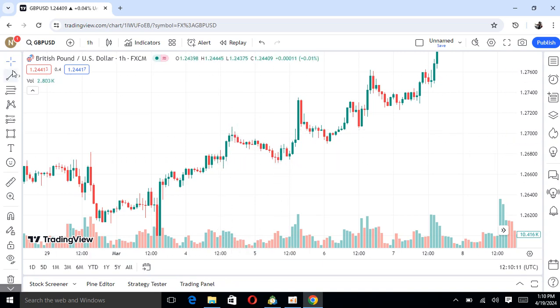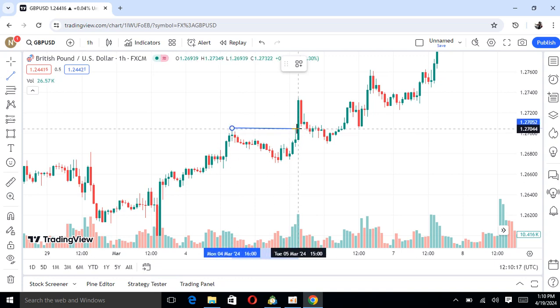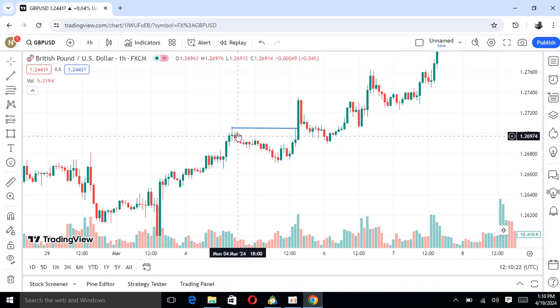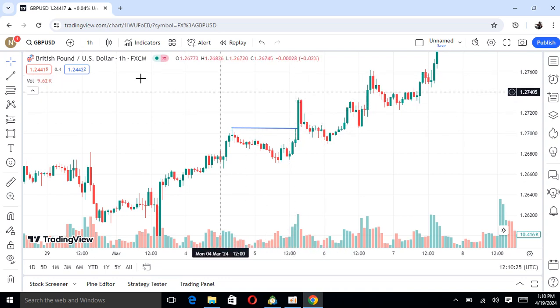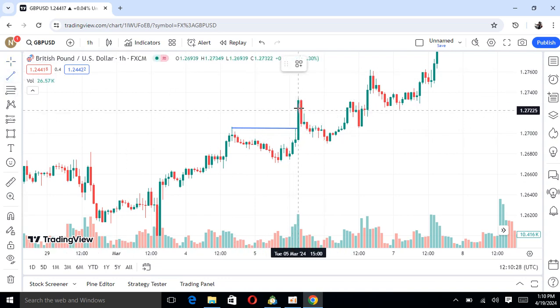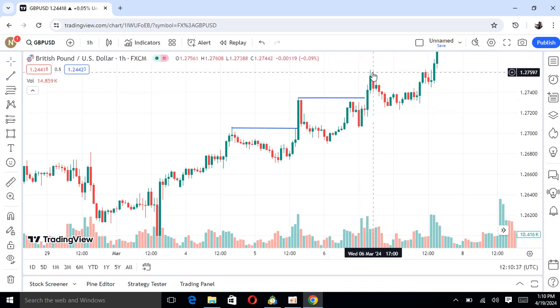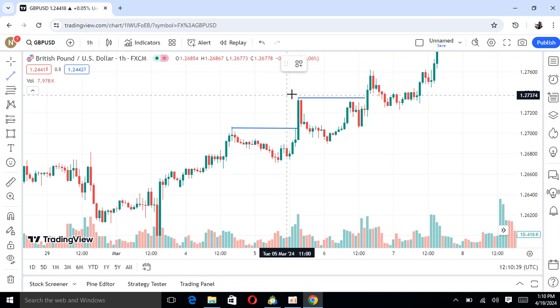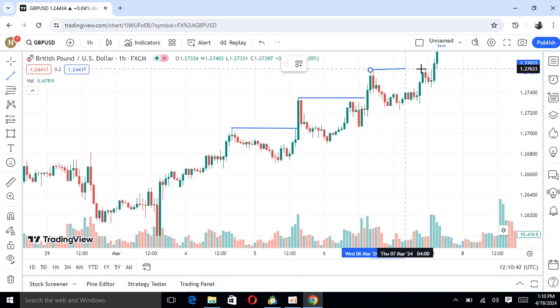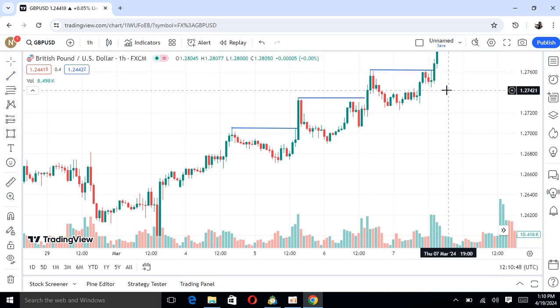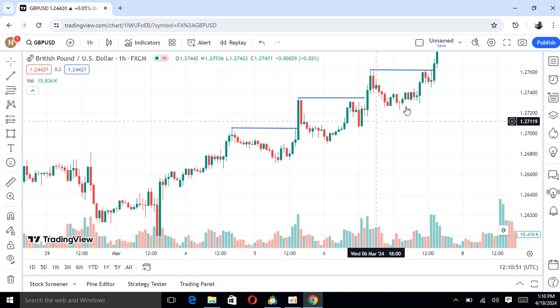Let me mark it to be very clear. We have a higher high here. You see the market breaks past this last higher high here, creating a new higher high. And now this new higher high has also been broken to the upside, so this is a new higher high now. And this was where price broke this other higher high. So clearly now we see that this is a bullish trend.